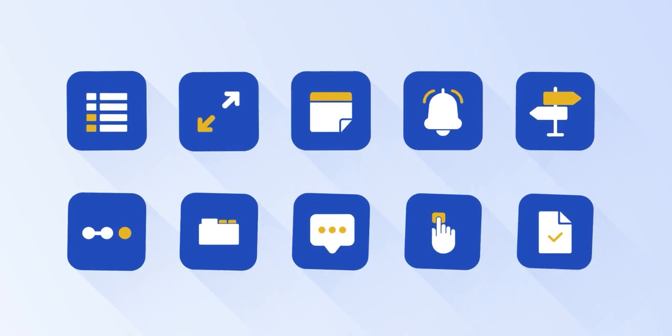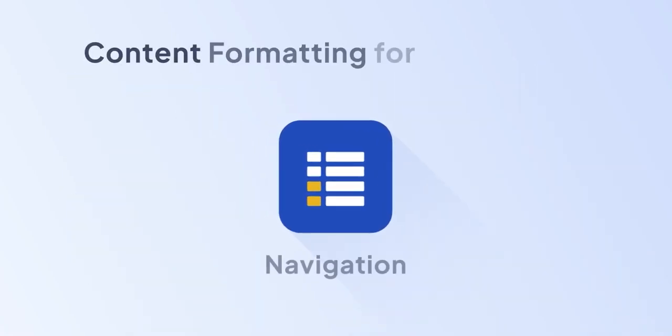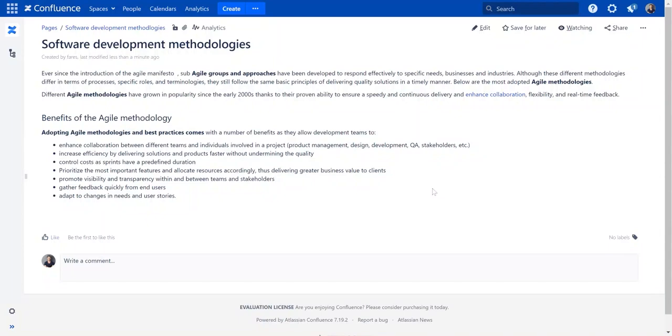The navigation macros help you organize and structure your content, making it easier to navigate and access. First, create a navigation group, then fill it with one or multiple items. To begin, navigate to your Confluence page and click Edit.